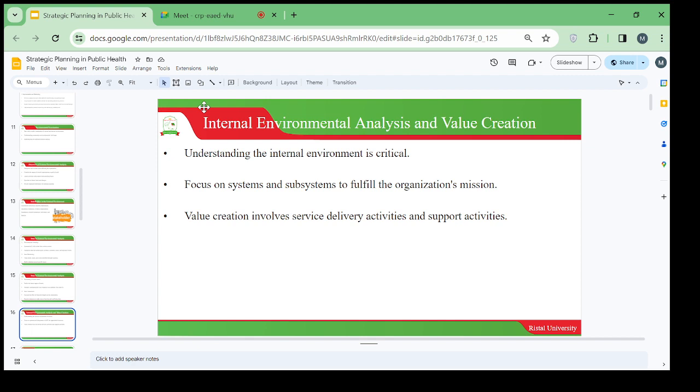What value are you in a position to provide to the community? So if it's service delivery, is it support services that you're providing? Why are you actually existing? What value are you creating? That's an important question that needs to be addressed.